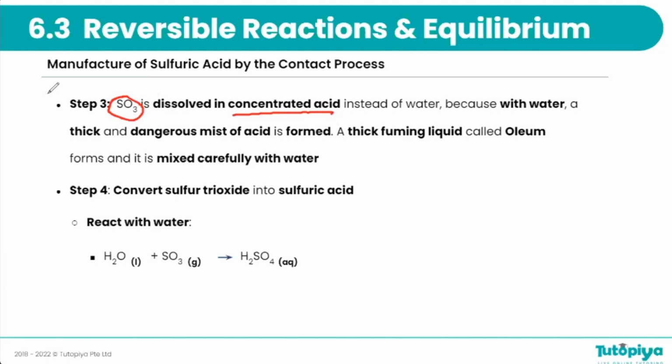If you directly dissolve sulfur trioxide in water, a very thick and dangerous, highly acidic mist of acid is formed. And this can be very dangerous to the workers and the surrounding environment. This thick fuming liquid is called oleum, and it needs to then be carefully mixed with water. So the sulfur trioxide that dissolves in the concentrated acid is then called oleum, and that needs to be mixed carefully with water. So this reaction is also irreversible. Water and sulfur trioxide gives sulfuric acid.